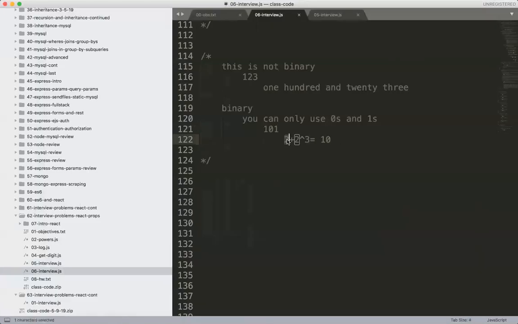Oh wait, the first one's going to just be 1. 2 to the 0. Last digit is 2 to the 0. Second digit is 1 times 2 to the 0. The second digit is 0 times 2 to the power of 1. Third digit is 1 times 2 to the power of 2. So we add up all those.